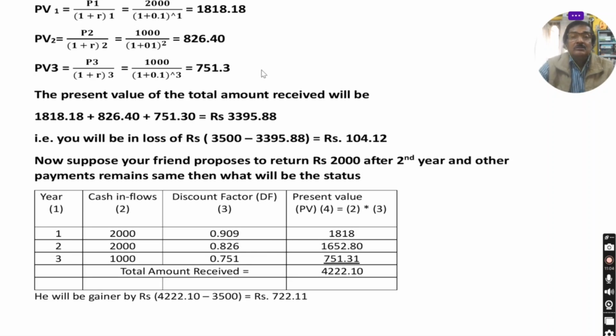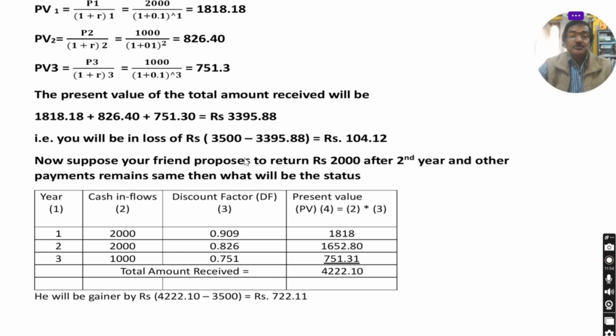Then what amount in total are you receiving from your friend today? Meaning present value, you add this plus this plus this. All these are cash inflows at present value. Then you will see this is the total amount at present value you will receive from your friend. But what amount have you given at the present value? 3,500. You are receiving at present value less than you are giving to your friend. That means you are in loss. You should not go with this proposal. You will be in a loss of this many rupees. This is a negative value.